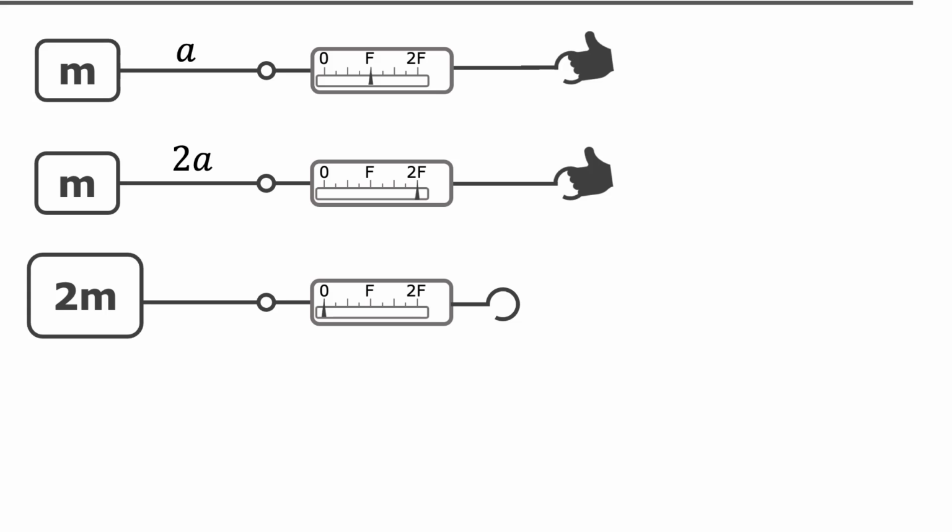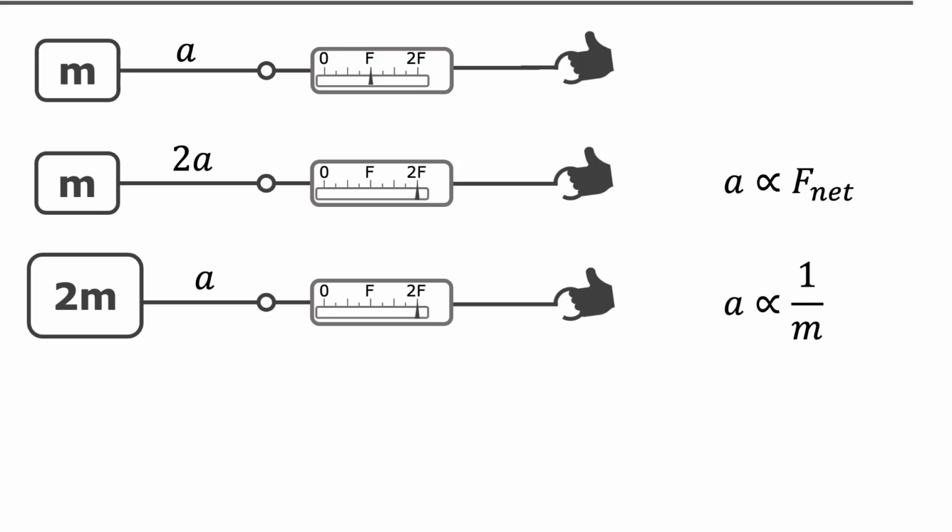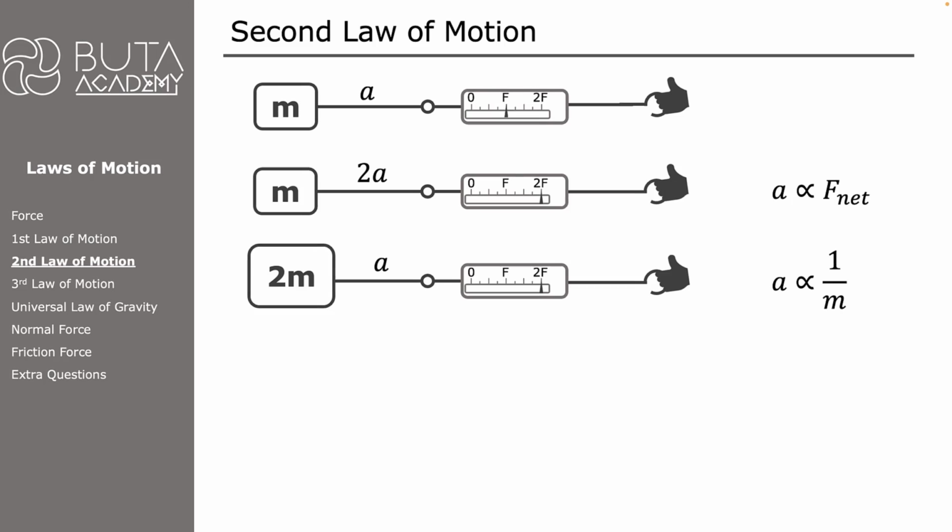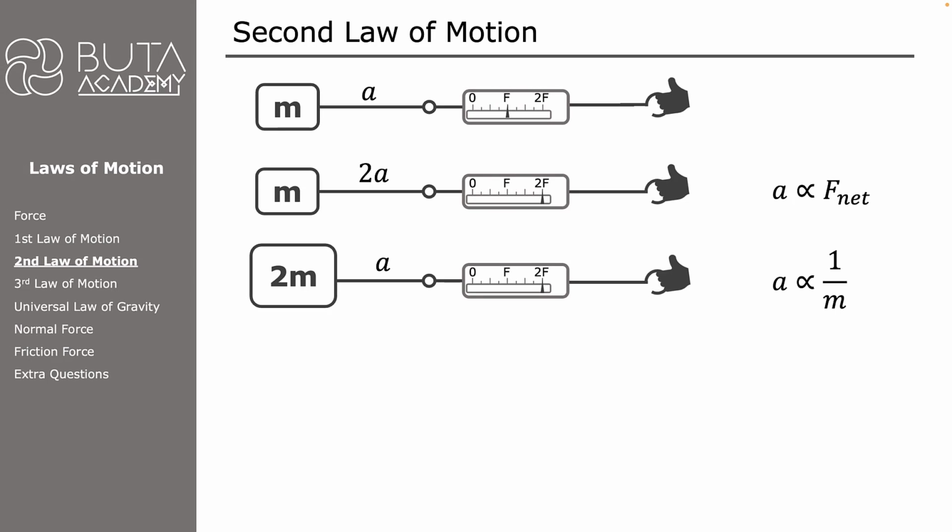According to the result of these 2 observations, we can say that the acceleration of an object is directly proportional to the net force applied on this object. Now, if we apply a force of magnitude 2F on the last object, this object will accelerate with an acceleration of magnitude a. As we noticed, if we keep the force constant, acceleration of the object is inversely proportional to the mass of this object. If we increase the mass 2 times, acceleration decreases 2 times.